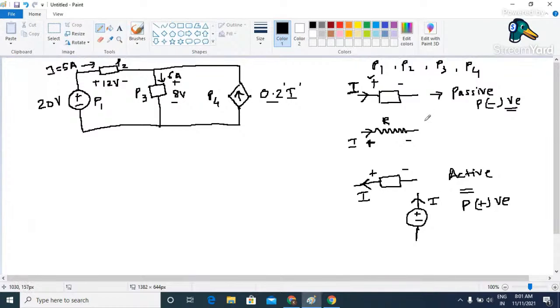For example, if you have an element and the current is entering through the positive terminal, then that element is going to be passive, and for passive, power is negative. And suppose you have an element through which current is leaving from the positive terminal, that means it is active. For active, power is going to be positive. So these sign conventions you have to remember, and I'm going to apply the same sign conventions in order to solve this numerical. This is very, very important.